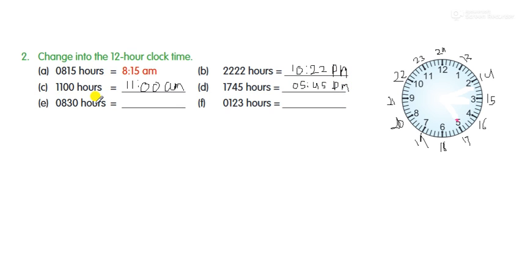Next, 8:30 hours, so it's 8:30 am. Next, 0123 hours means it's 1:23 am. They have given 01, it's night time, so 0123 means it's am.